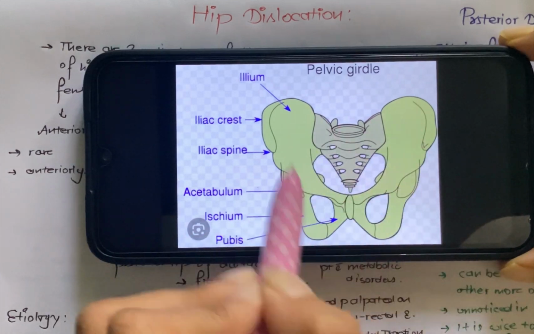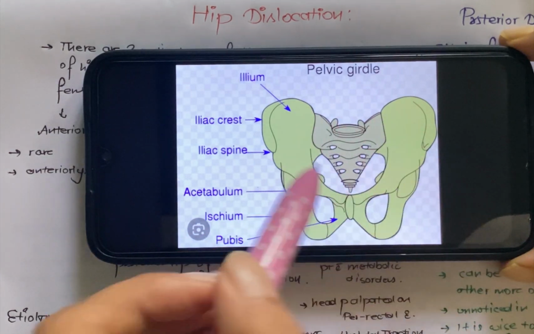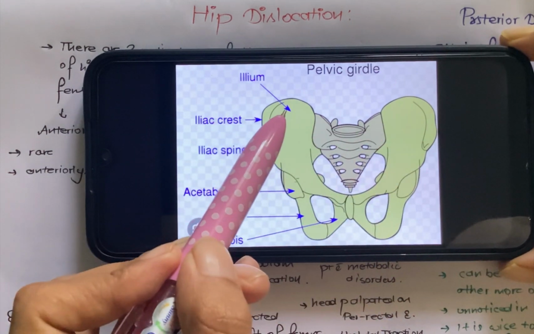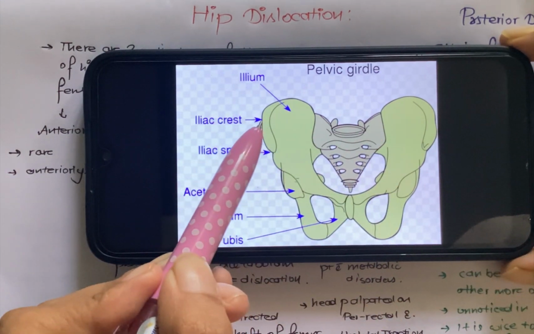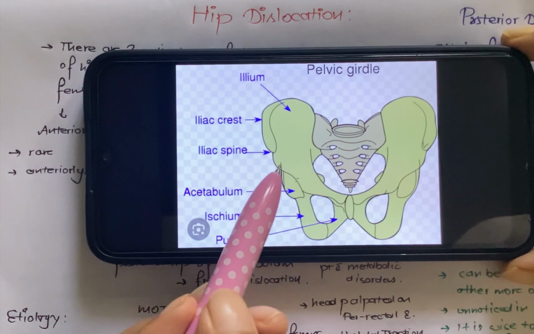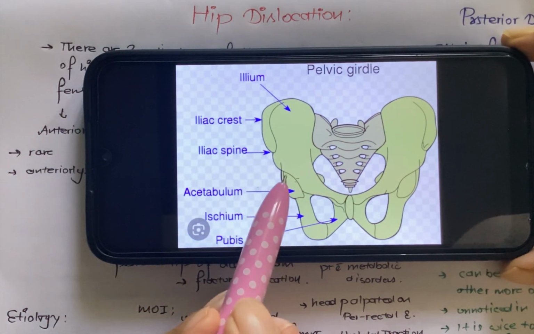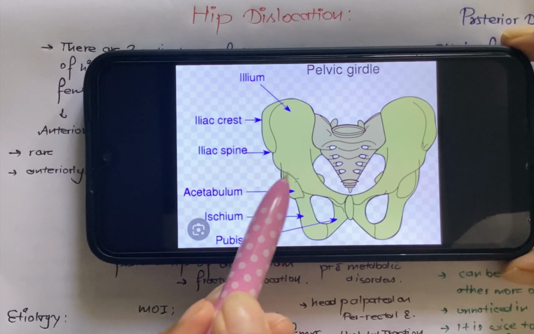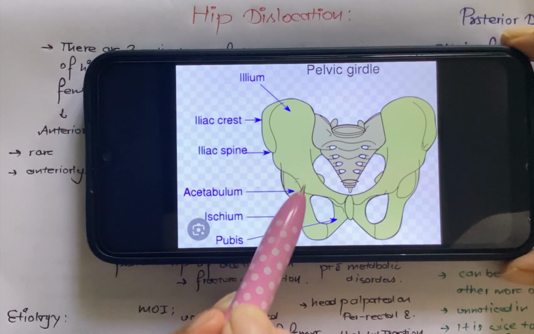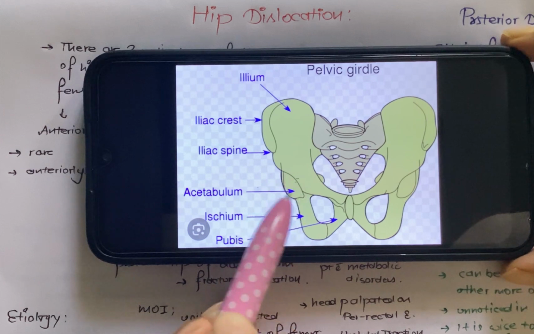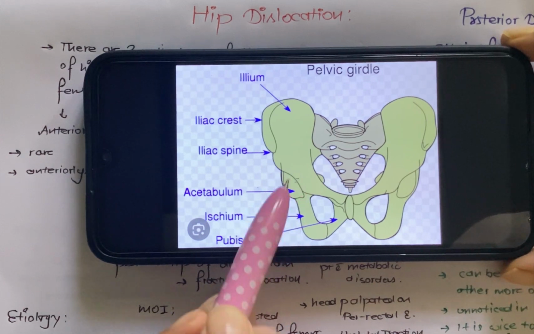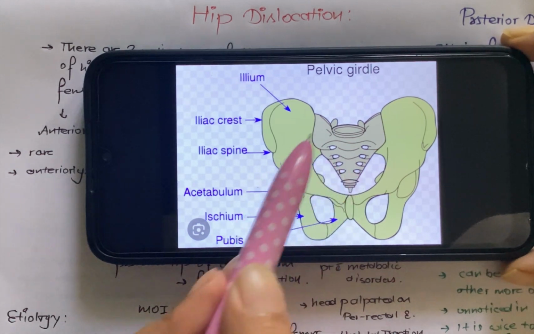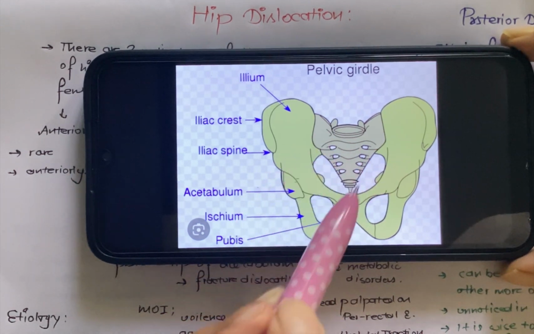This is the pelvic girdle and this pelvic girdle is made up of different bones. This is ilium, this is iliac crest, this is iliac spine and this is acetabulum which makes the hip joint. In this acetabulum, the head of the femur fits and makes the hip joint, and this is ischium and this is pubis. So, this is the normal anatomy of hip bones.